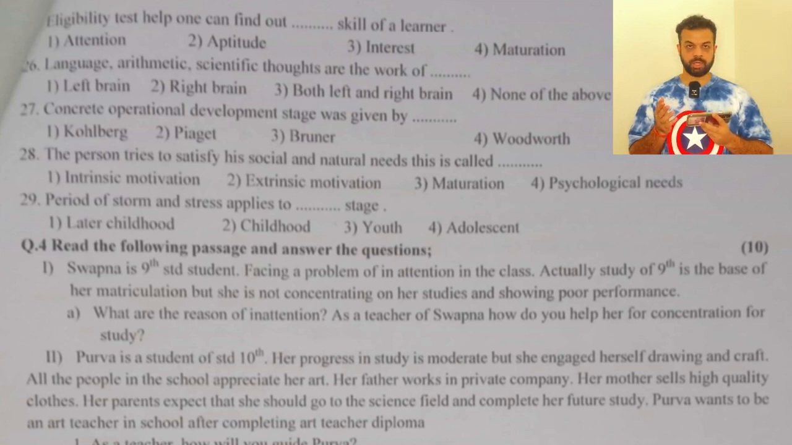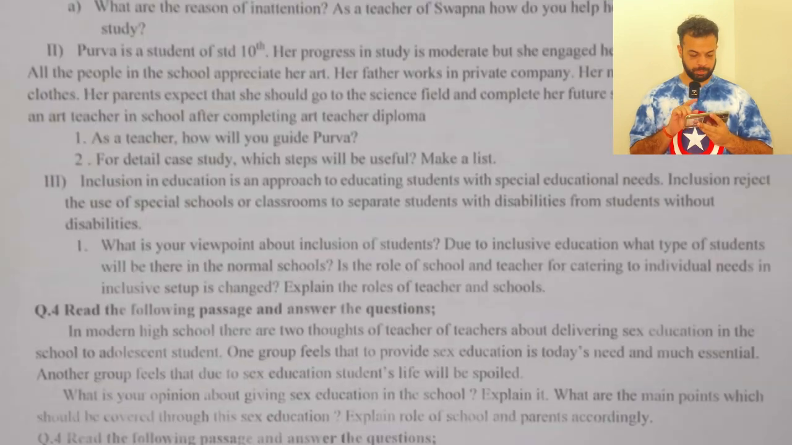The second situation given is: Purva is a student of standard 10th. Her progress in studies is moderate, but she engages herself in drawing and craft. All the people in the school appreciate her art. Her father works in a private company, and her mother sells high quality clothes. Her parents expect that she should go for the science field and complete her future studies. Purva wants to be an art teacher in school after completing an art teacher diploma. As a teacher, how will you guide Purva? The second thing given is: for a detailed case study, which step will be useful?